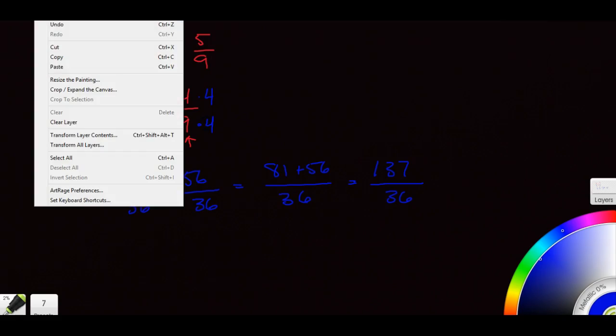Let's look at one more example. We'll look at another subtraction example here. Suppose we have 8 1/5 minus 4 1/2. We probably want to change these to improper fractions. So 5 times 8 is 40, plus 1 is 41. 4 times 2 is 8, plus 1 is 9, so we have 9/2.